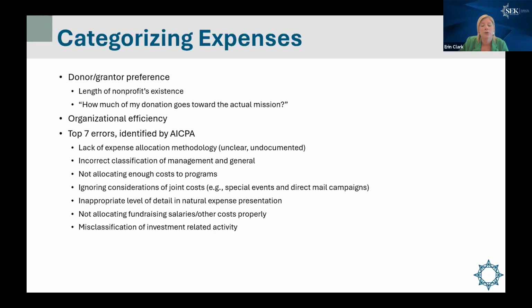And then lastly, for those of your organizations that have investments, misclassification of investment related activity. And that is just because investment expenses get netted with the related income. So those expenses should not show up in your statement of functional expenses.